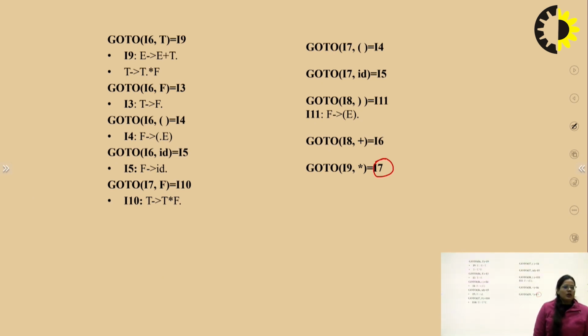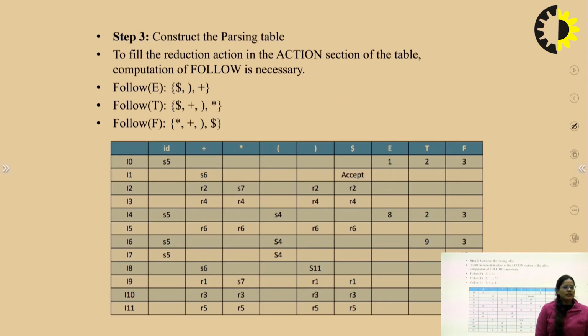Sorry, 11. We get our total closures are 11 only. So the last step is to construct the parsing table. In the parsing table, we fill the reduction actions in the action section, and these are the follow of E, T and F.